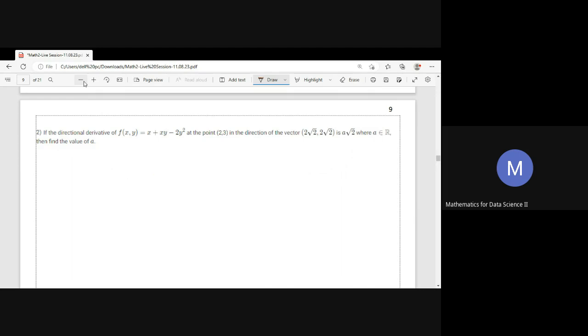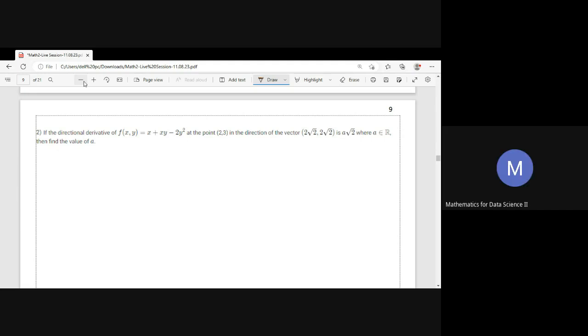Okay. So if f of x comma y is equal to x plus xy minus 2y squared, find the directional derivative at the point (2, 3) in the direction given, which is (2 root 2, 2 root 2). Find the value. First of all, is the given vector a unit vector? No.